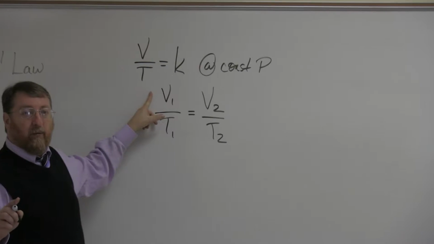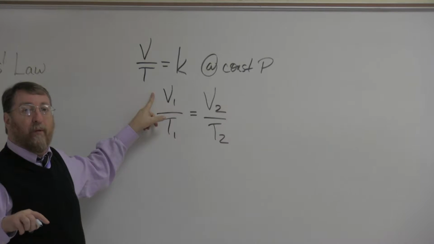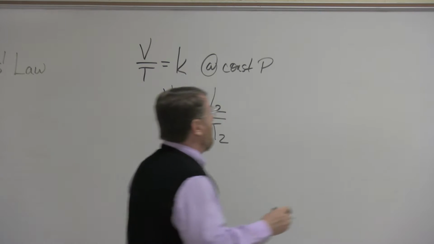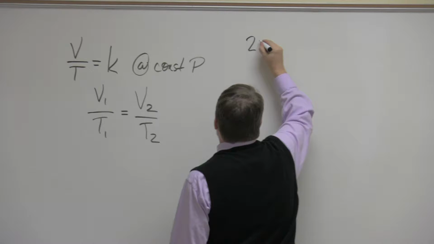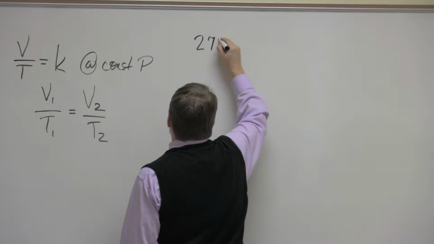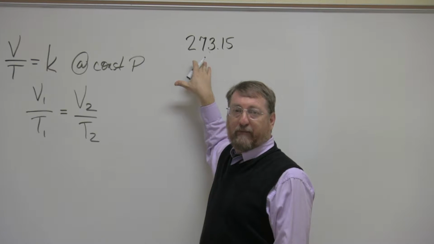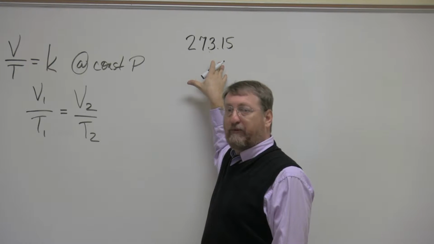Now, one thing we have to be aware of is that our temperatures are always absolute temperature. So we're going to use Kelvin temperature rather than Celsius. 273.15 is the conversion factor to change Celsius temperatures into Kelvin temperatures.